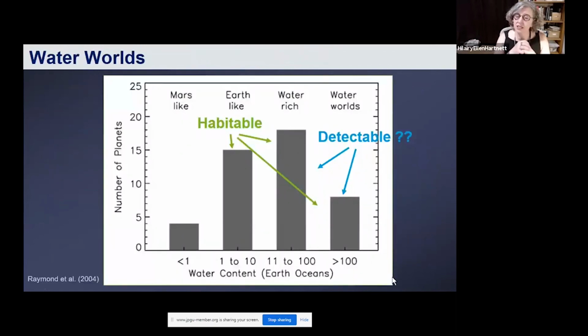So now let's look at this model again. We know that Earth-like planets and these water-rich planets with liquid oceans could all be habitable, but it's not clear that life on those water world planets will be detectable because the production of oxygen will be lower. And it's lower not because photosynthesis can't happen. It's lower because photosynthesis will be limited by nutrient supply.